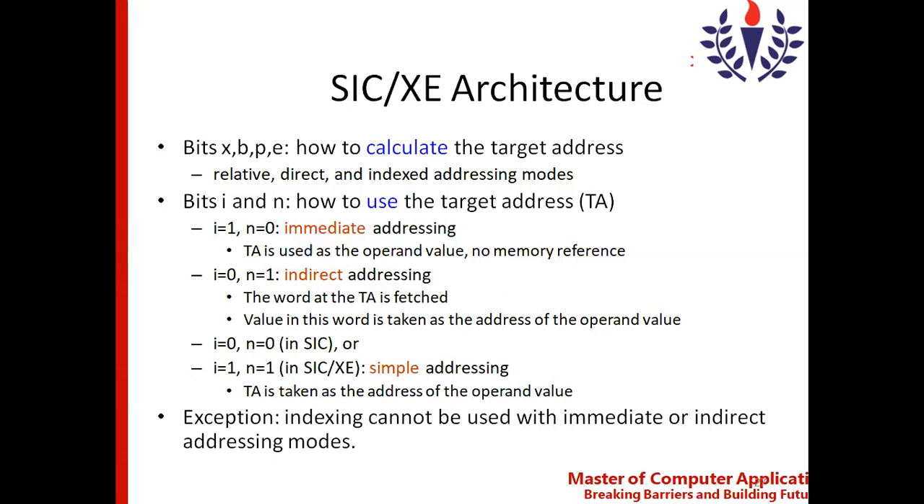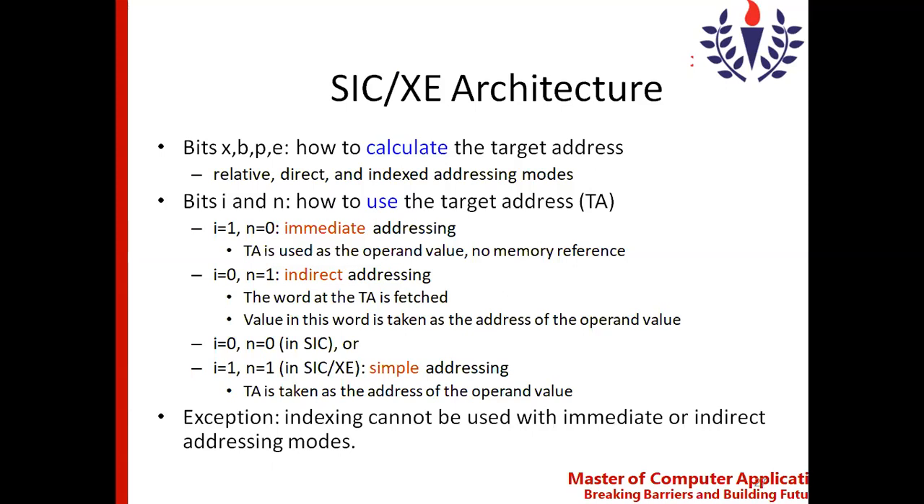Coming to the second type, I is equal to 0 and N is equal to 1. In this case, N represents indirect, so N equal to 1 means it is indirect addressing. In indirect addressing, the target address is calculated based on program counter relative addressing. The only difference is that in direct we fetch the value from the target address, whereas here the word at the TA is fetched, then the value in this word is taken as the address of the operand value. That is how indirectly we take the value.